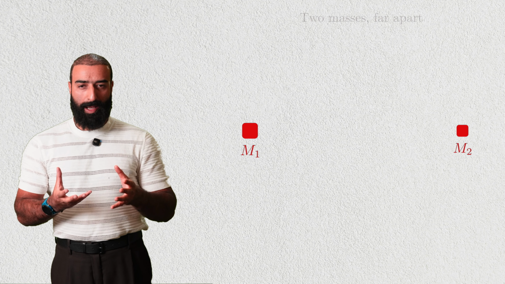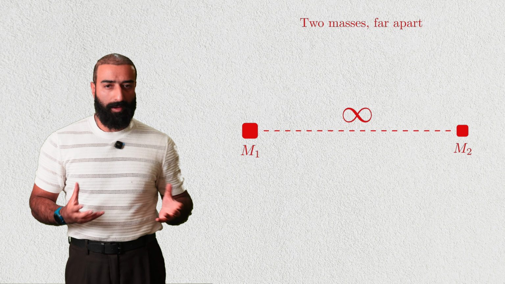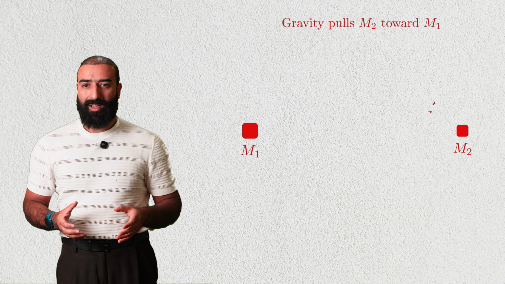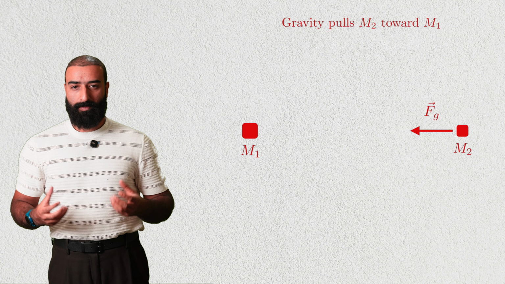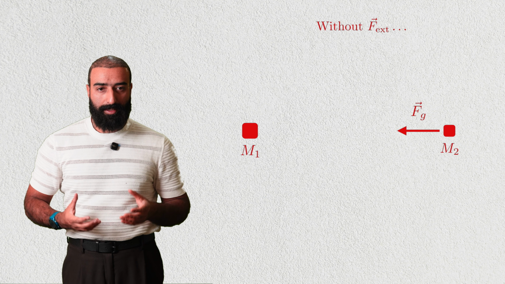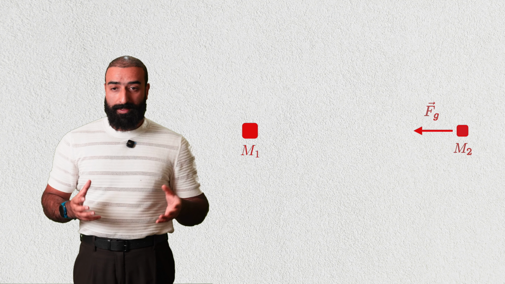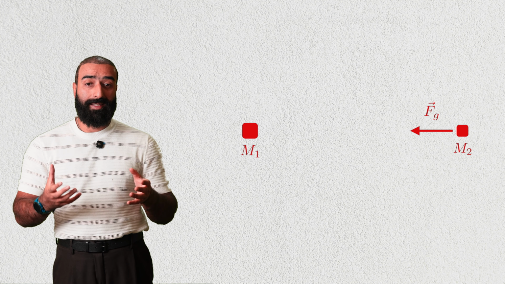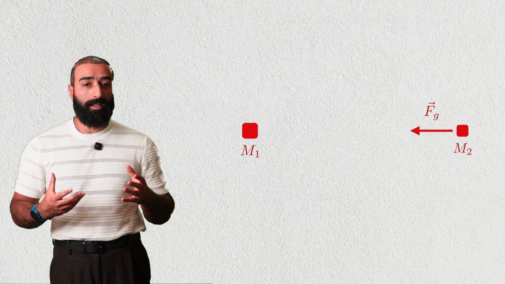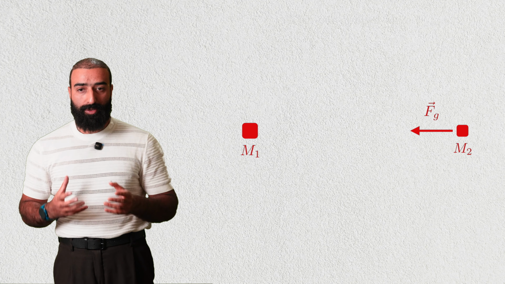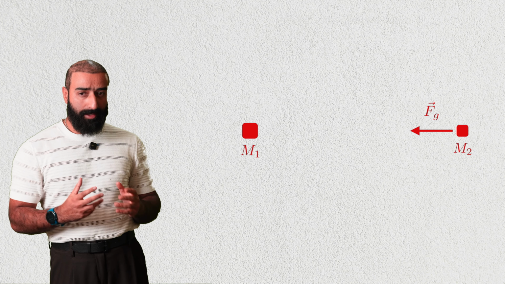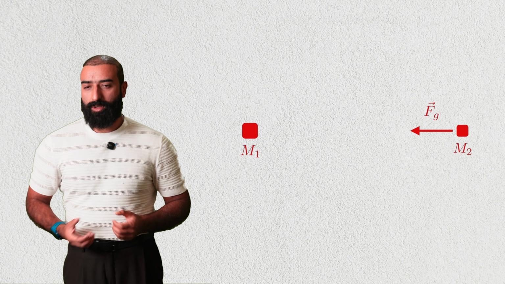Imagine we have two masses, m1 and m2, very far apart. Left alone, gravity will pull them together, causing m2 to accelerate towards m1. But that creates a problem. If the masses accelerate freely, they gain kinetic energy, making it harder to isolate the potential energy of the system. So instead, we use a controlled approach.